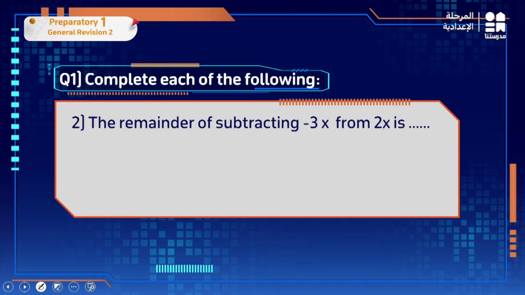Number 2. The remainder of subtracting negative 3x from 2x is, when you have the words subtracting from, we have to switch the order. So we are going to write 2x minus the first, which is negative 3x. When we have two negative signs beside each other, they will give us positive. So it will be 2x plus 3x, which is 5x. To take more practice, let's do them on the board.